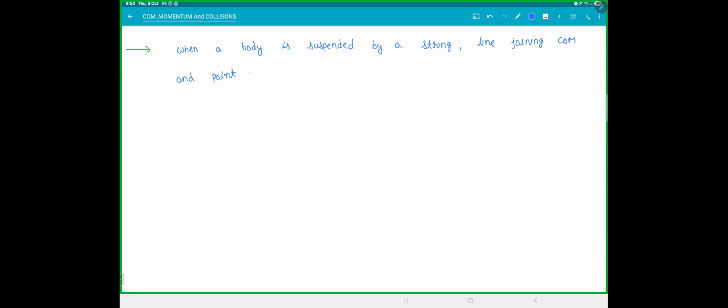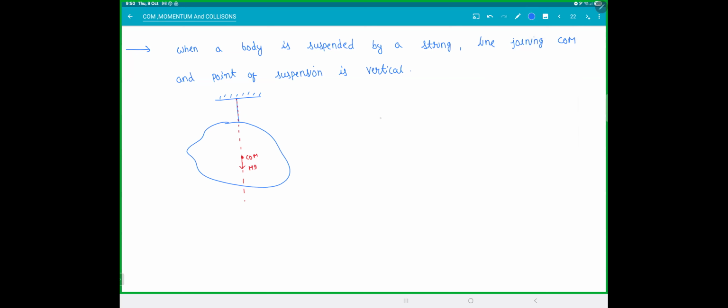This actually comes from rotation. Net torque should be 0 or else it will keep rotating. So if you give me some amoeba shape and tie it to a rope here, this works even for a non-uniform body, it doesn't matter. If this is your point of suspension, the center of mass must be somewhere on this line. Basically, when the mg passes through, there will be no torque. We will see that in rotation.